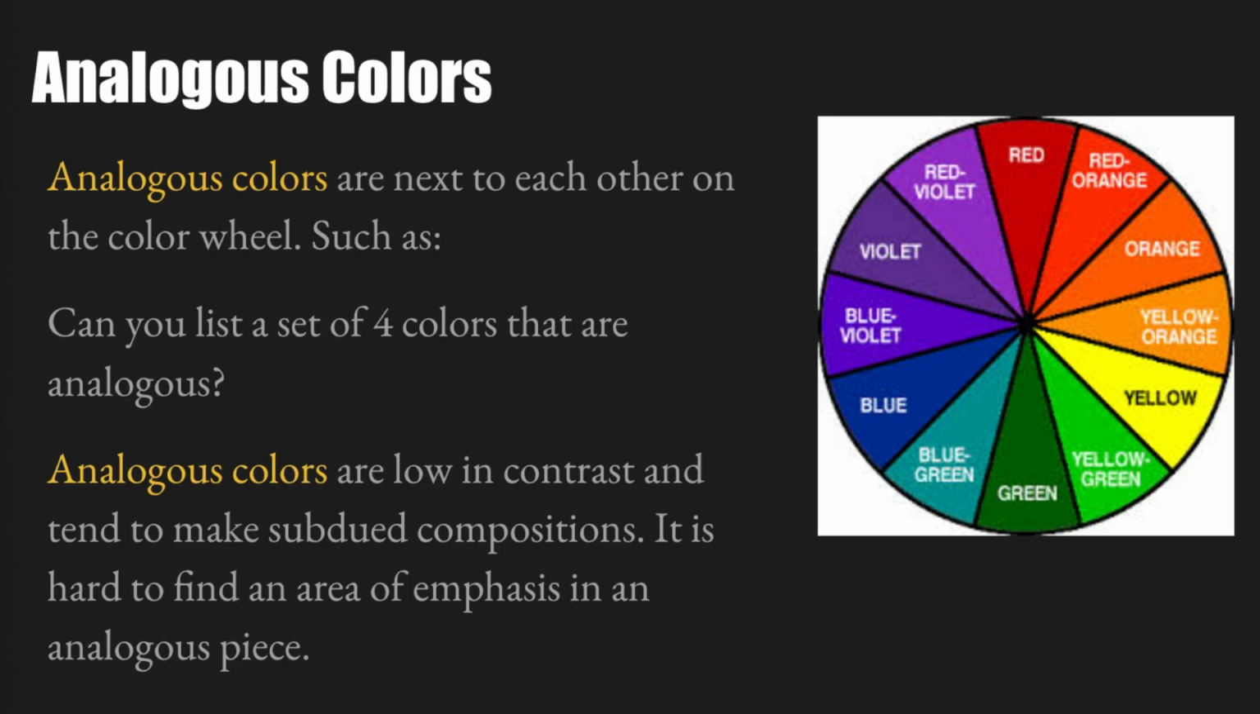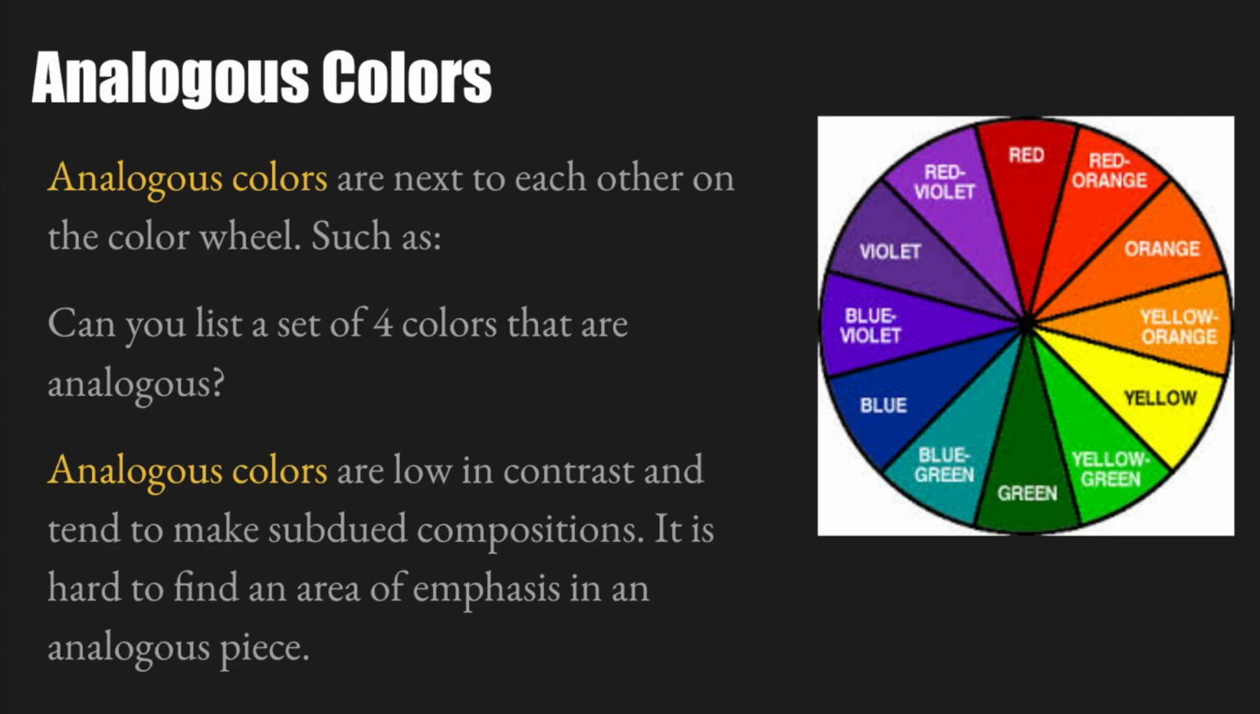We are just looking at different color bodies to teach you a little bit more about color so we can talk about it when we are all working on our projects. Analogous colors are next to each other on the color wheel. Okay, so we're looking at the color wheel on the screen. Can you list a set of 4 colors that are analogous to each other?